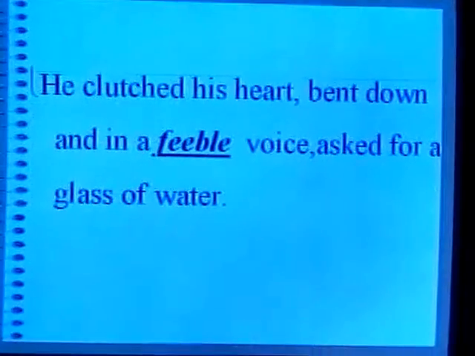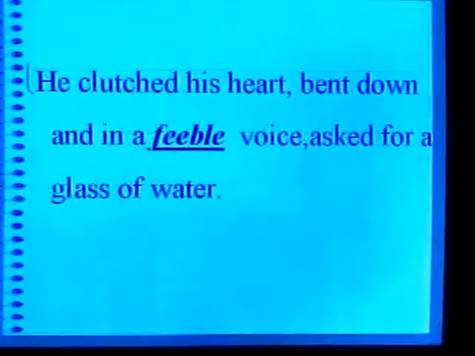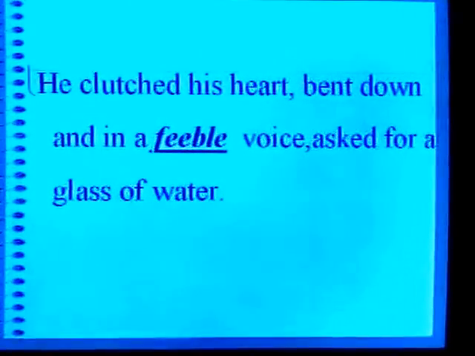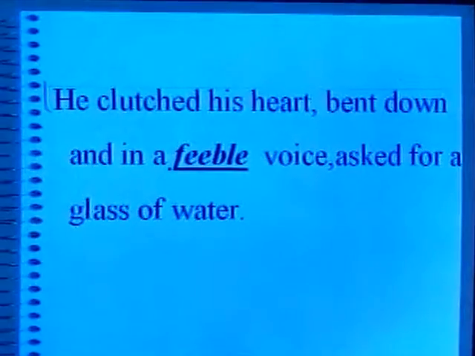Identify the meaning of the underlined word in the sentence. He clutched his heart, bent down, and in a feeble voice asked for a glass of water. Now, try to guess the meaning of the word at different levels. Structurally, the word is placed by the side of a noun, qualifying it. So we can call it an adjective, and it is telling about a type of voice.